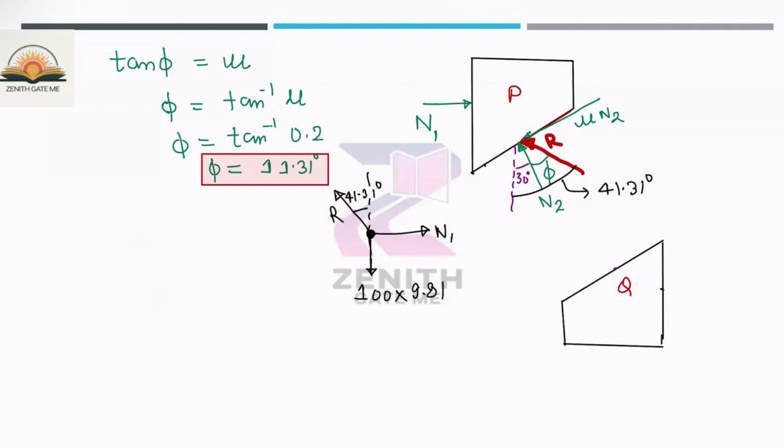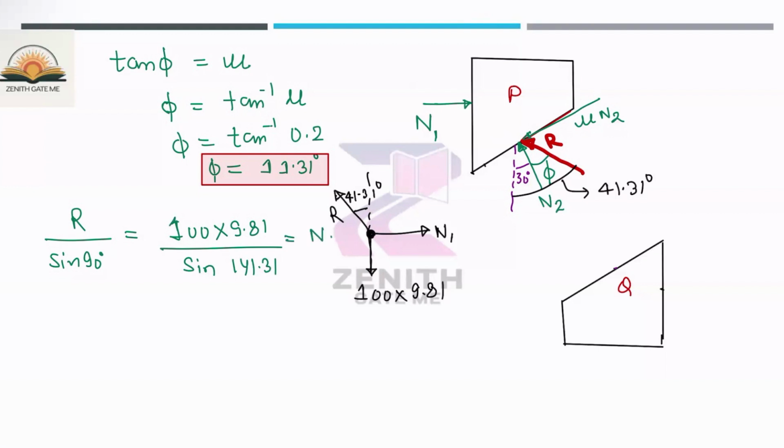But I will solve this problem by using Lami's theorem, because Lami's theorem is applicable when three forces are acting on a body and they are concurrent. Okay, so Lami's theorem will give you the answer in a quick manner. So what is Lami's theorem? R divided by the sine of the angle made by the opposite two forces, which is sin 90, is equal to 100 into 9.81 divided by the sine of the angle made by the opposite two forces, 90 plus 41.31. That means sin 141.31.